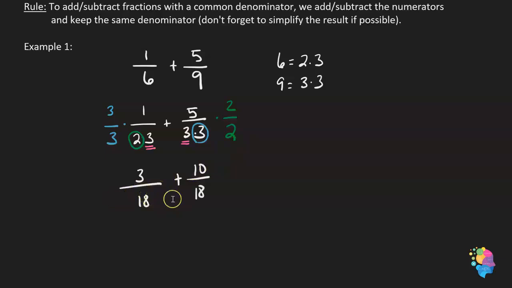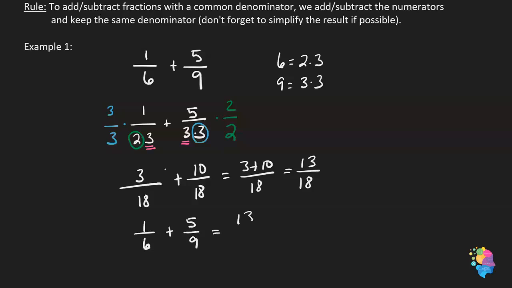Now that we have them with the same denominator, we can use the rule above. That means that we're going to add the numerators, so that will be 3 plus 10, and then keep the denominator, and that will be 18. So if we add 3 plus 10, that will be 13 over 18. For us, that means that 1/6 plus 5/9 is going to equal 13 over 18.